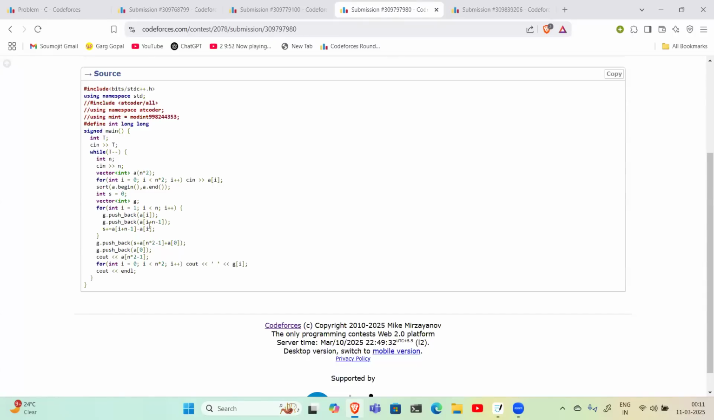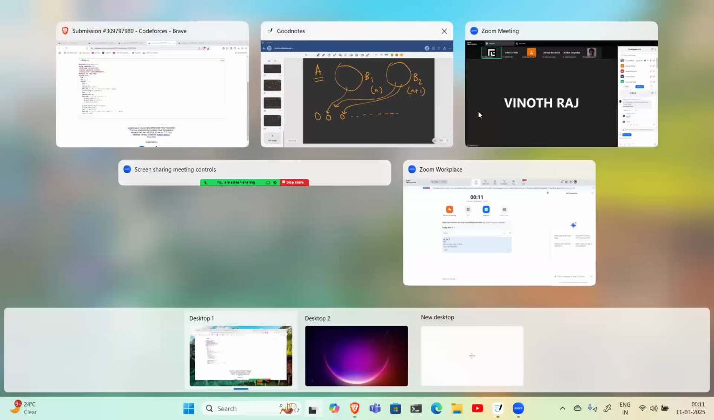And I also keep on maintaining the difference, so that I maintain S, and then I finally insert S plus A2n minus 1 plus A0. If you see it a bit carefully, you will understand this is nothing but S plus low plus high, as we already discussed. And then we simply insert low plus high in one bag, S plus low plus high in the other bag, and we finally print the answer. Okay, so any doubts?